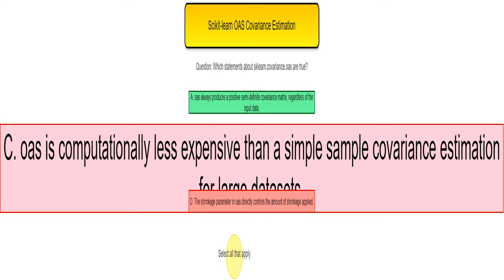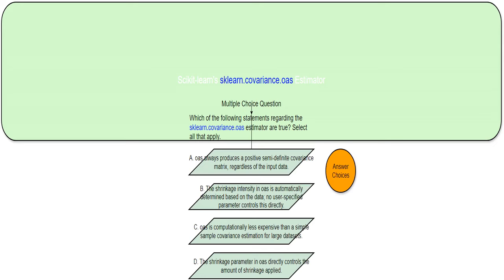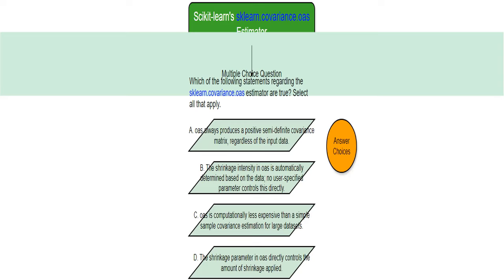It depends on the data. It's a more nuanced point than the other statements. I'm talking about the OAS function, a part of the Sklearn library in Python. It's used to estimate covariance matrices, which describe how different variables in a dataset relate to each other. This is a multiple-choice quiz testing your understanding of how the OAS function works.